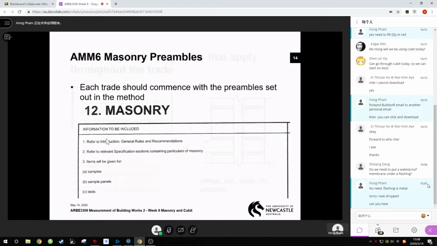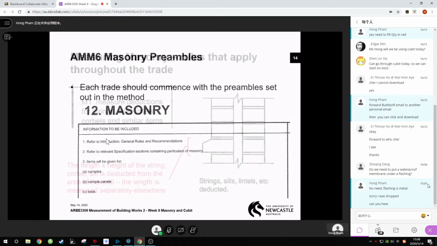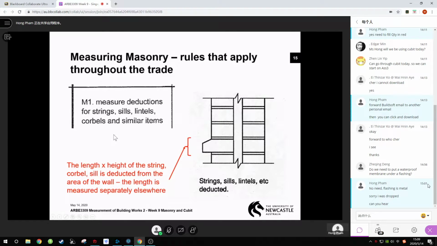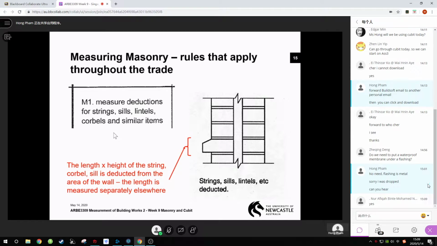Okay, so next, this is measurement rule 1. Can you hear me, guys? Are you still there? Okay.